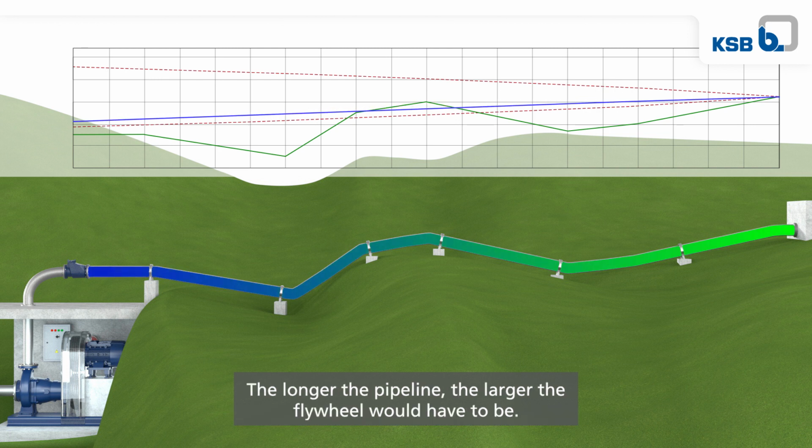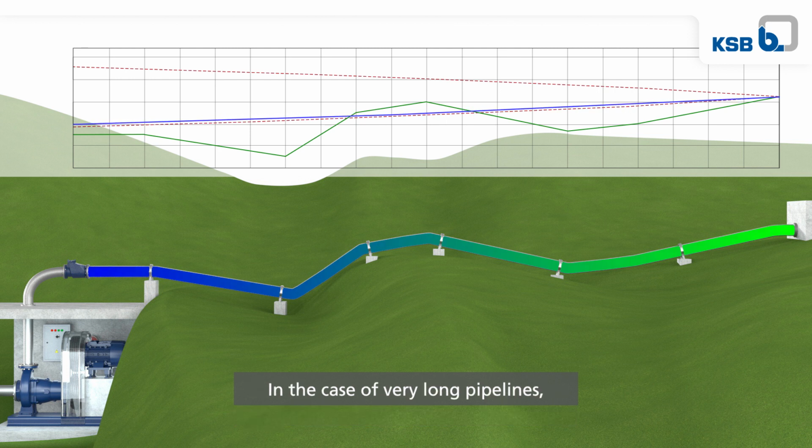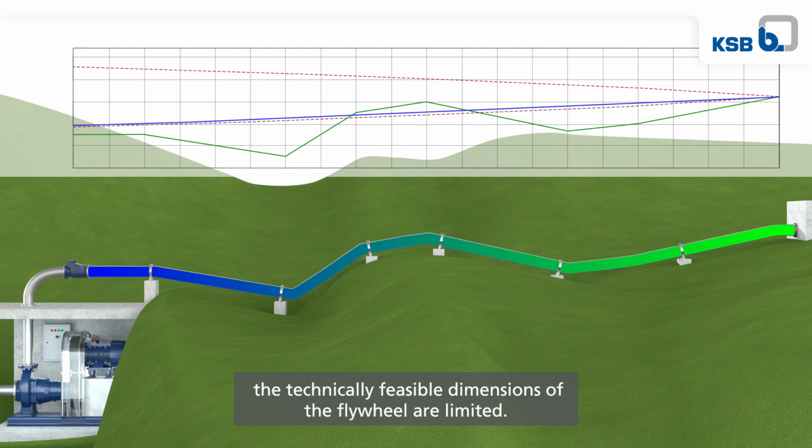The longer the pipeline, the larger the flywheel would have to be. In the case of very long pipelines, the technically feasible dimensions of the flywheel are limited.